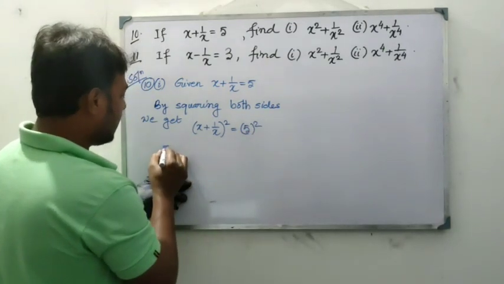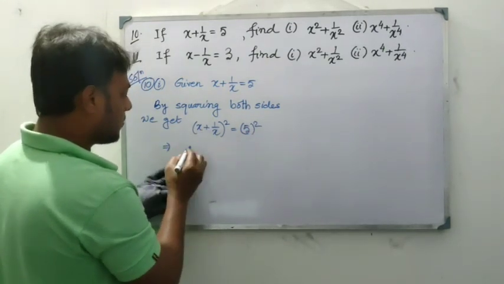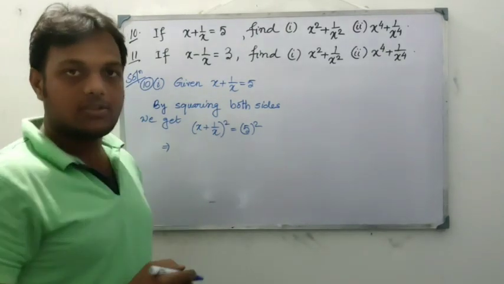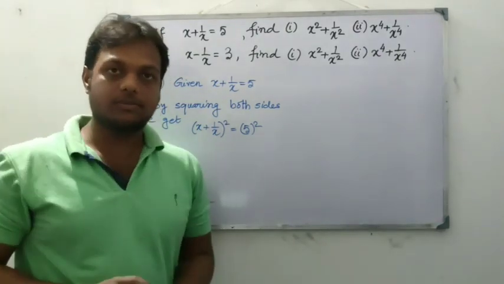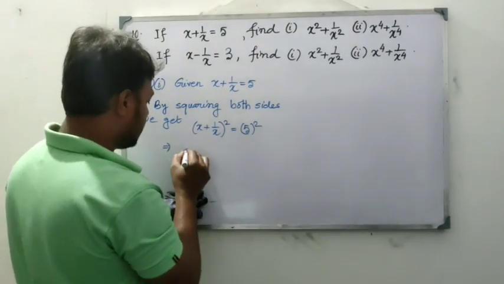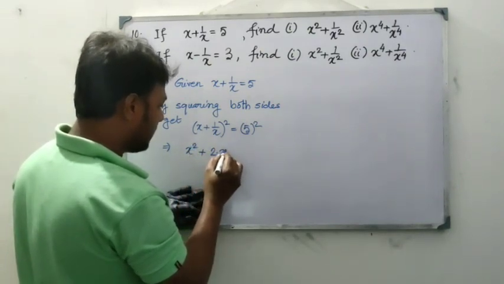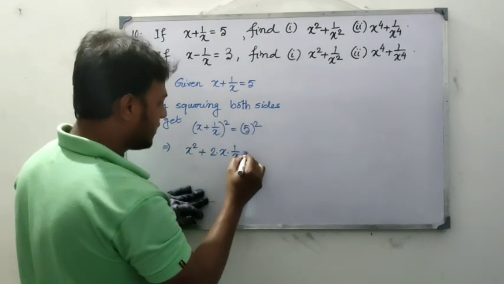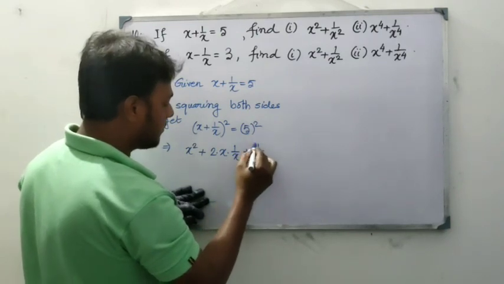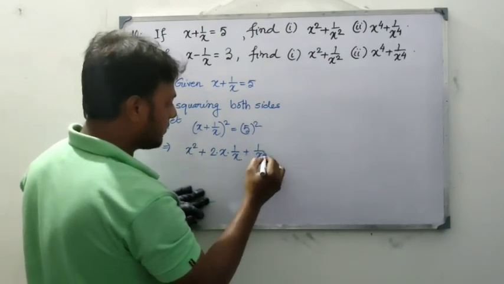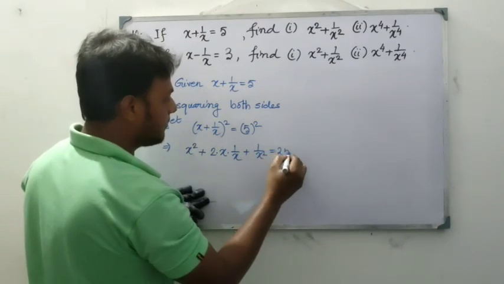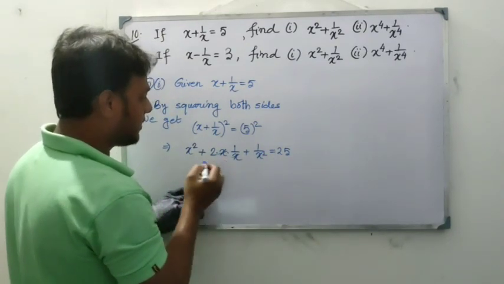Now expand the left hand side. It is a plus b whole square. A plus b whole square means what? A square plus 2ab plus b square. Okay, we will use that. Then x square, that means a square, plus 2ab, that means this, plus b square means 1 by x square equals 25. Okay, here x cancels out.